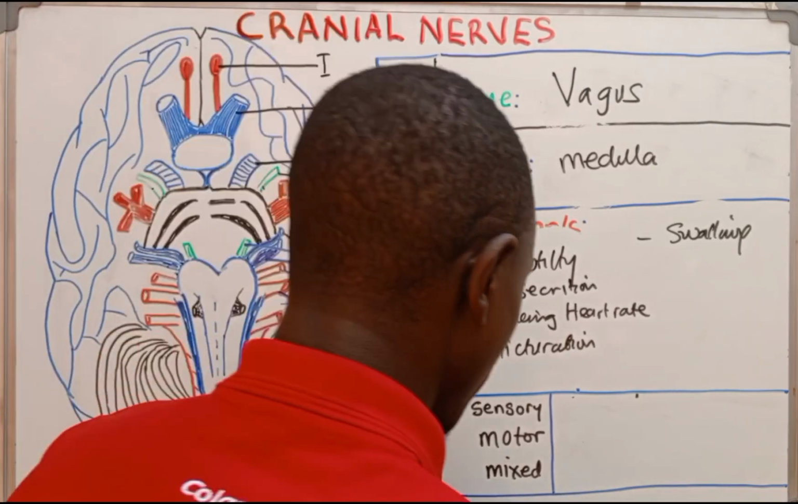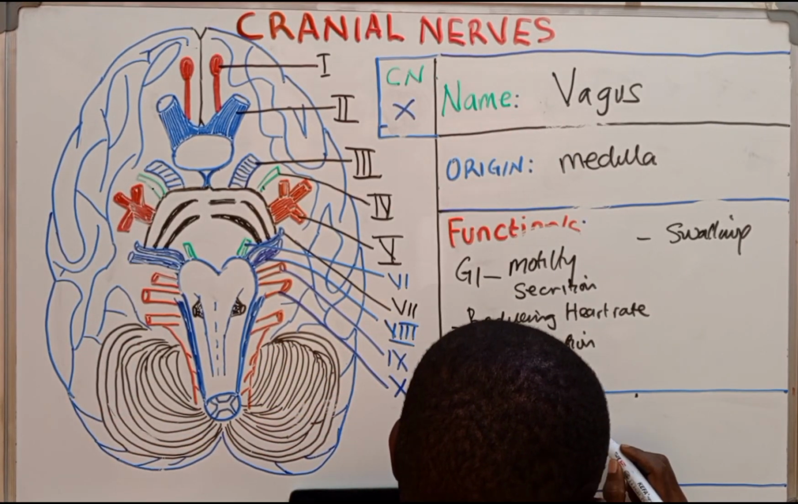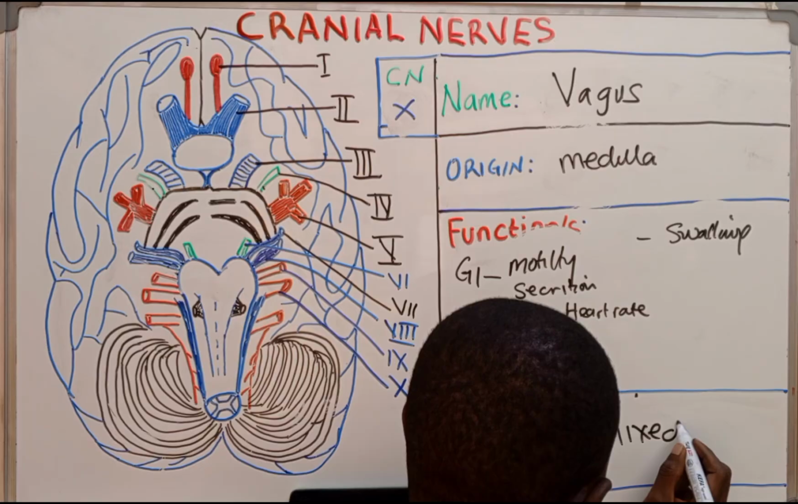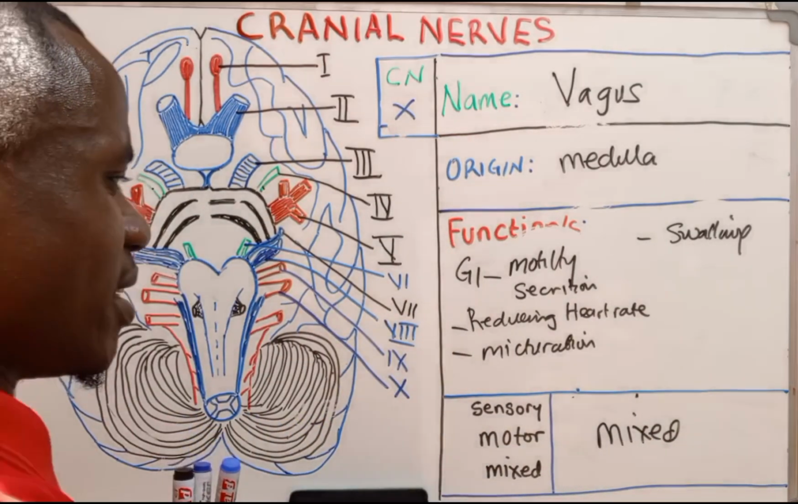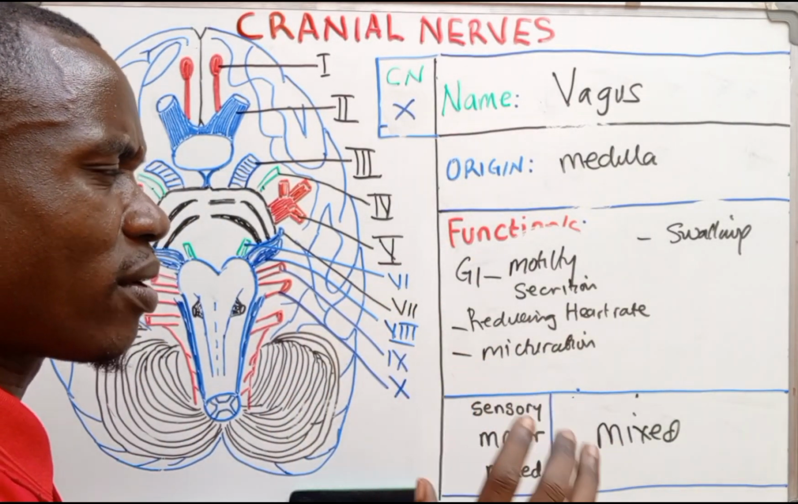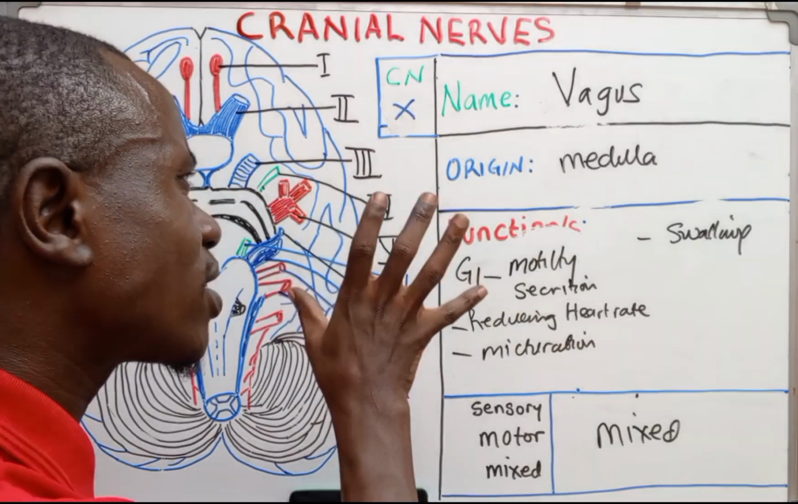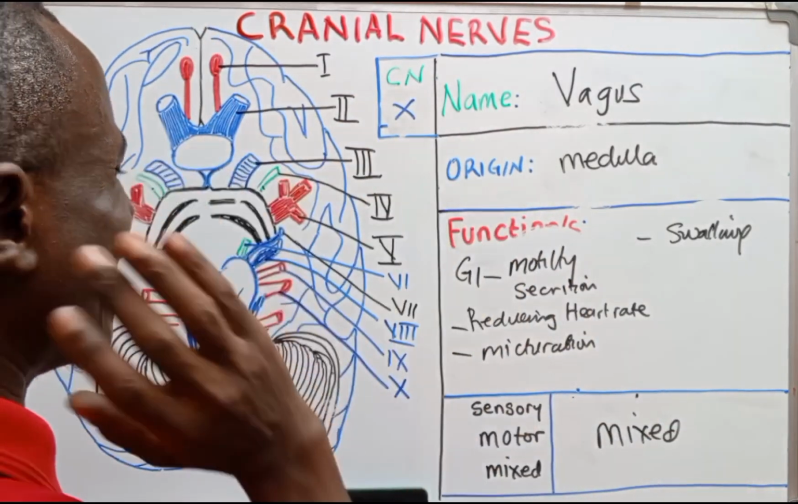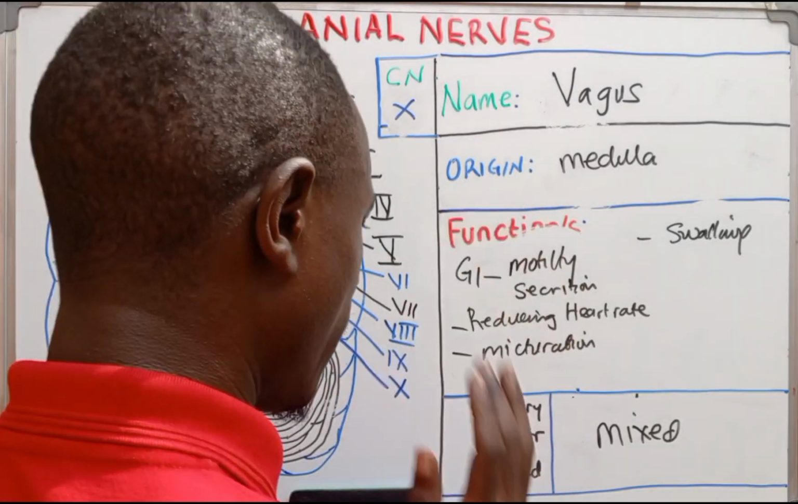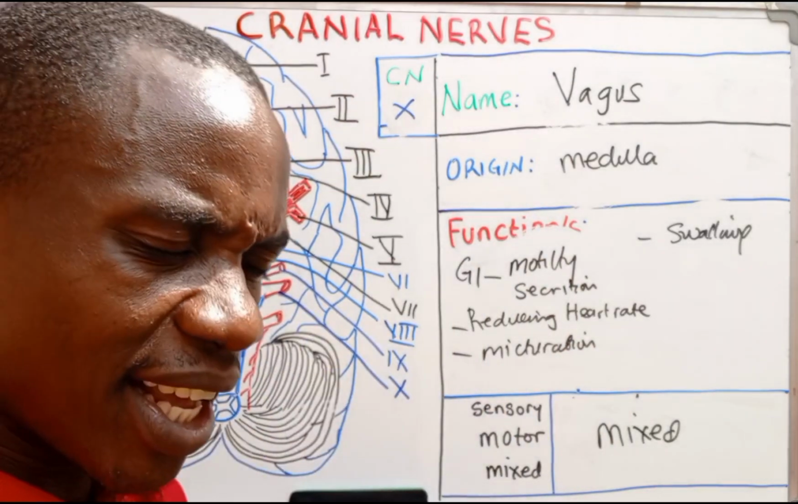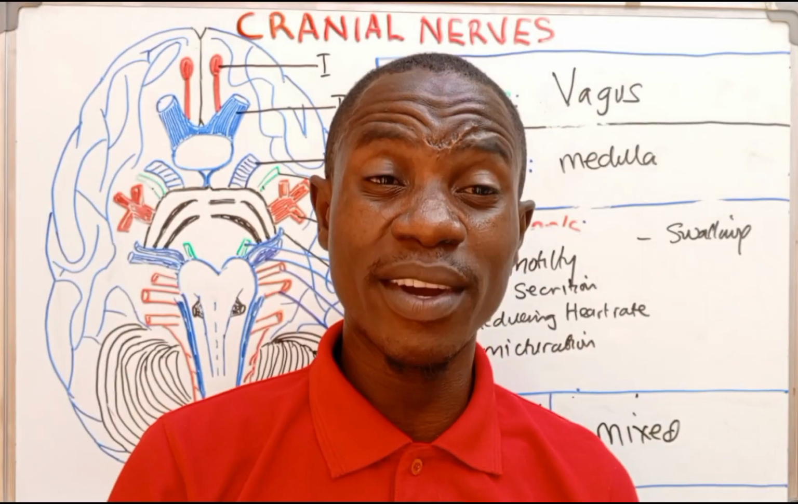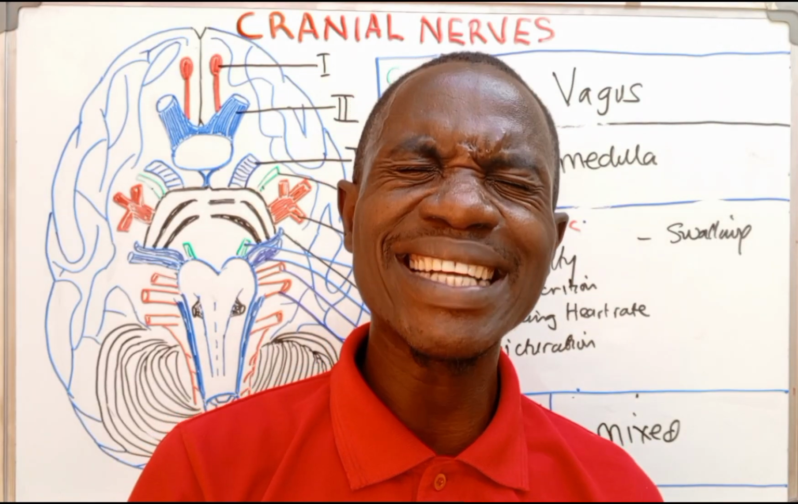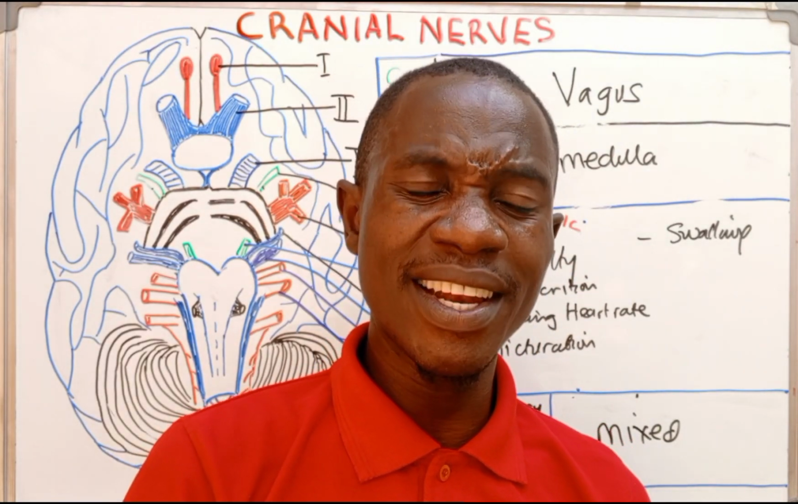And this cranial nerve is going to be a mixed nerve. Having cranial nerve number 10, we shall come later and talk about the vagus nerve in detail, because this guy does a lot of functions of the body. If you are to forget other cranial nerves, please do not forget cranial nerve number 10. He does a lot, and that's why he was given the name vagus.